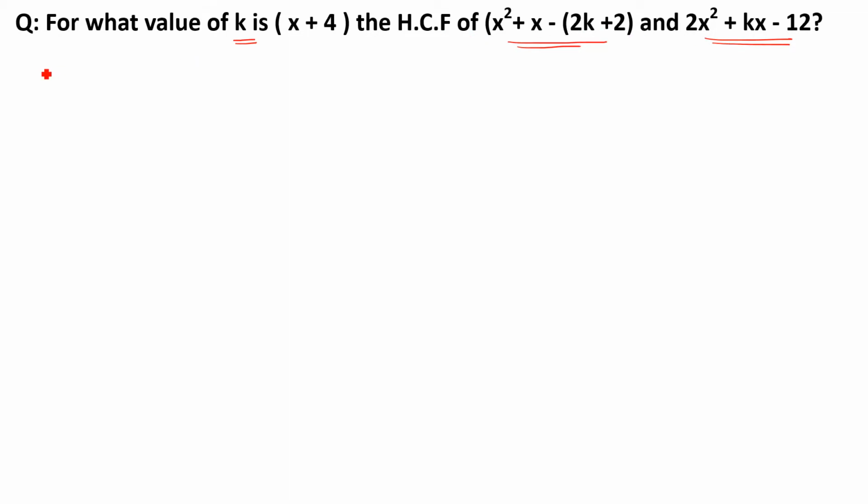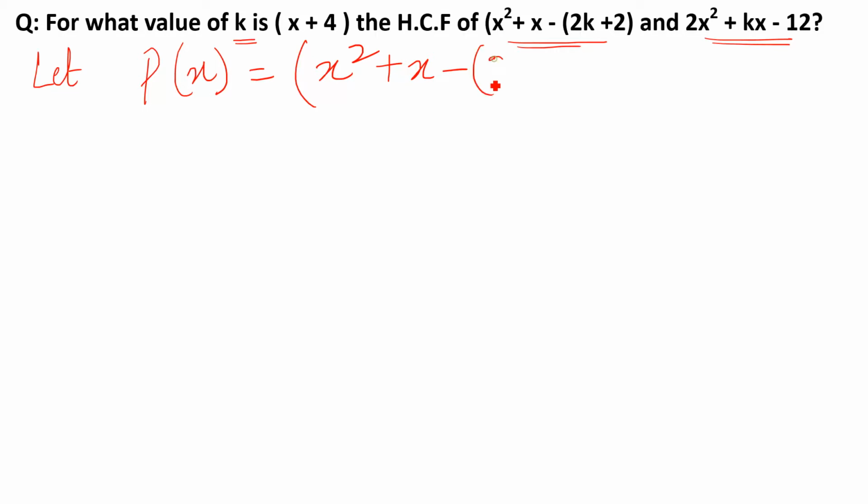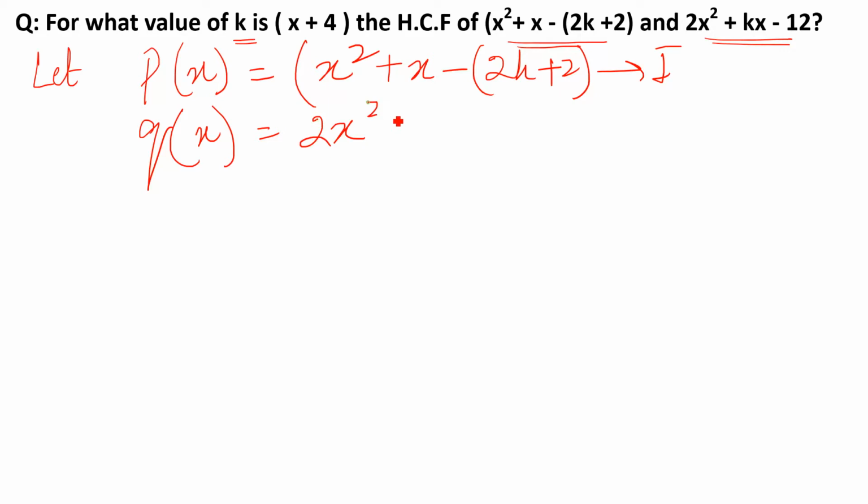It is a very simple question. Here we will suppose p(x) equals the first expression. The first expression is x square plus x minus 2k plus 2. This is expression 1. Similarly, we will write q(x), the second expression, which is 2x square plus kx minus 12. This is expression 2.